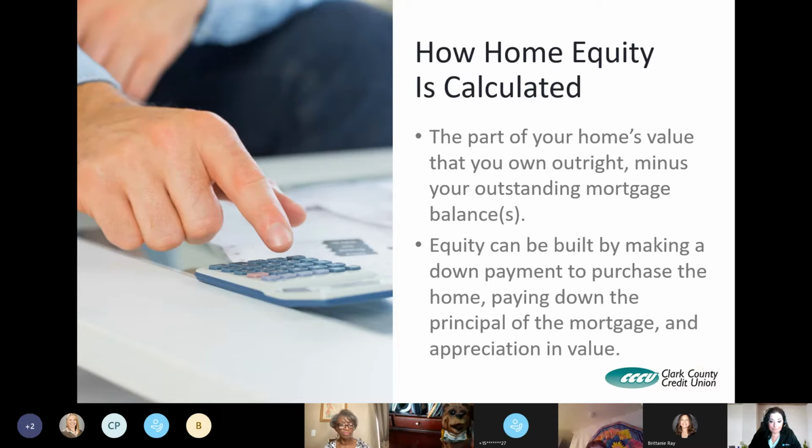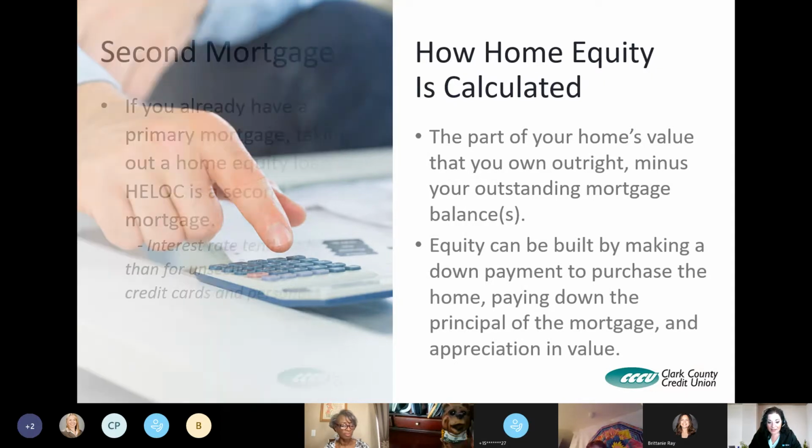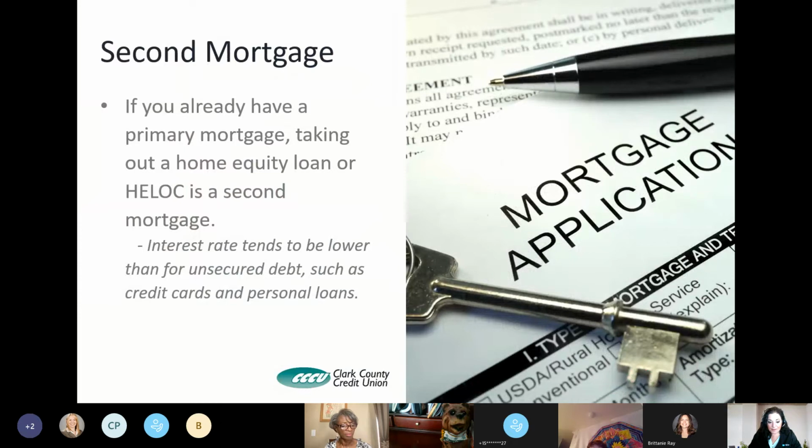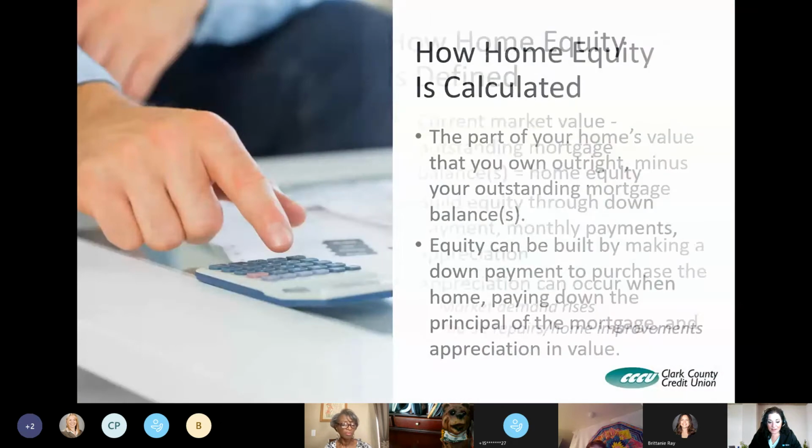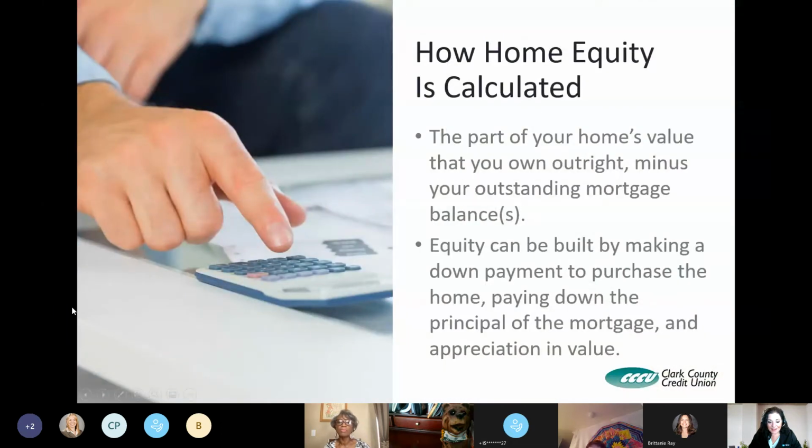So, I think this is about the same. Yeah, how home equity is calculated. It's going to be the value of your home minus your outstanding mortgage balances. There we go. Whoops. Okay. I'm with you. Okay.